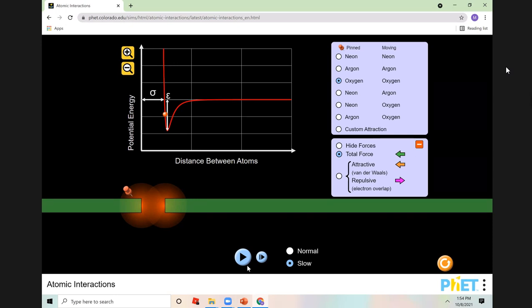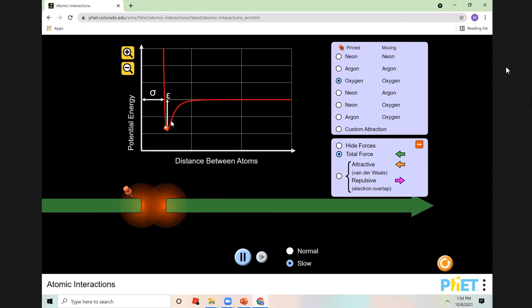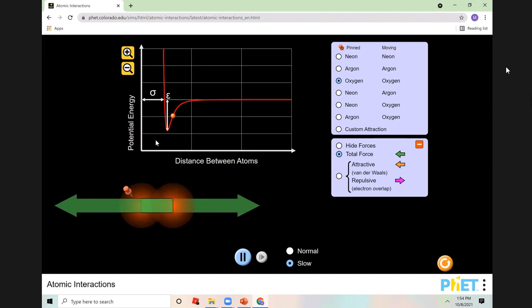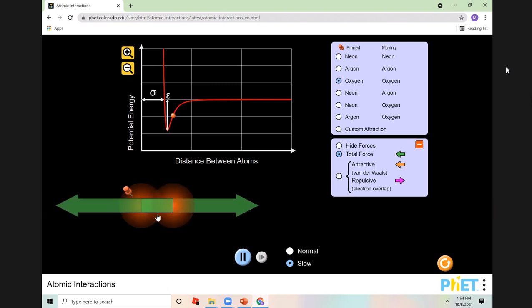Two atoms, and you can see here, when one atom is moving, the right atom moves. You can see the change of the distance, and you can see the force between two atoms. I can stop at one point for you.